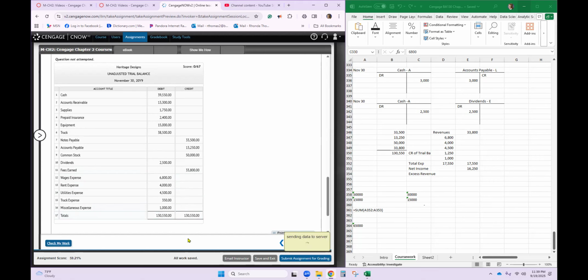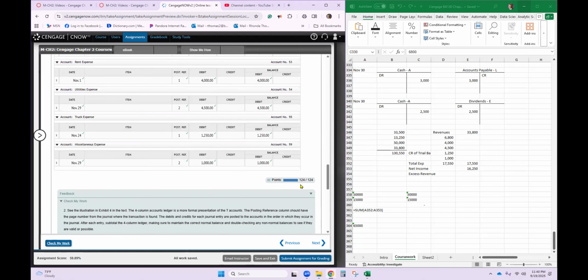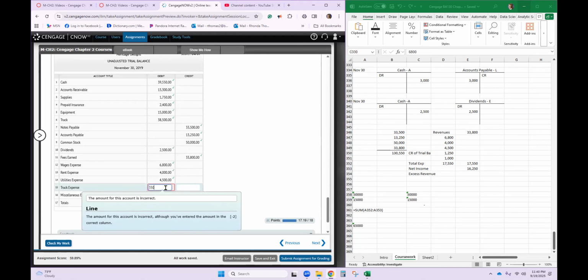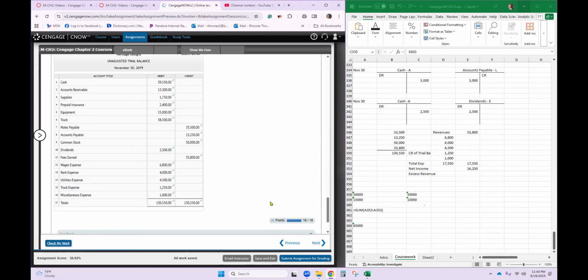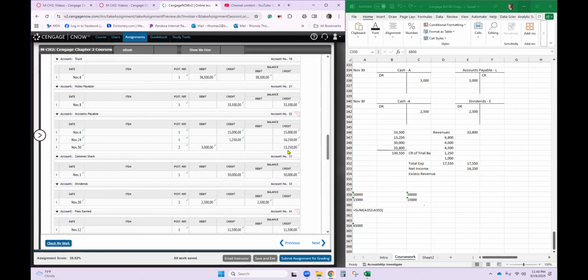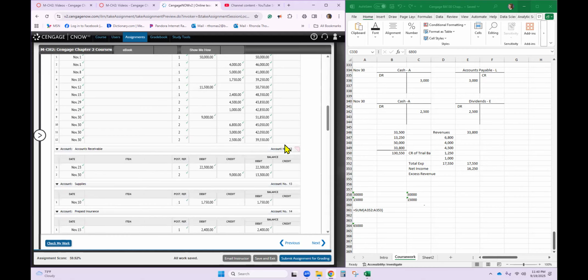Let's check it. See how we're doing. The most important thing is that you don't see any points missing. Now I've got to go back to the truck expense. Truck expense is $1,250. My mistake. Then I think we're okay. Now we're good: 118 out of 118, 124 out of 124, and 376 out of 376.